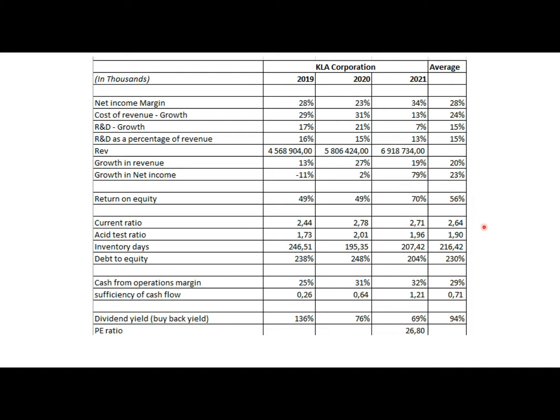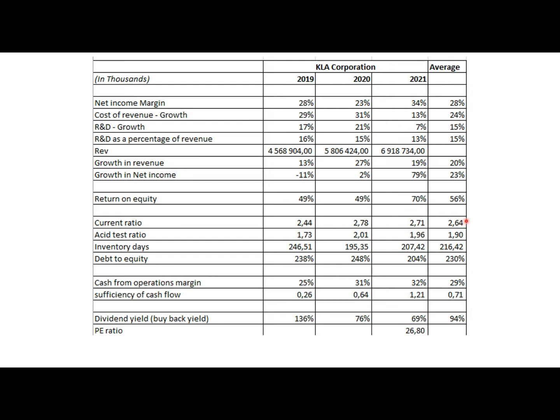Now the financial position. Current ratio: the industry average is about 2.9, and KLA has a current ratio of about 2.6. So it's a slight underperformance. Nothing to be really worried about. Again, you can be satisfied with the fact that KLA has $2.5 billion in cash. So even though it's below the industry average, but only slightly, it's still in a good financial position.